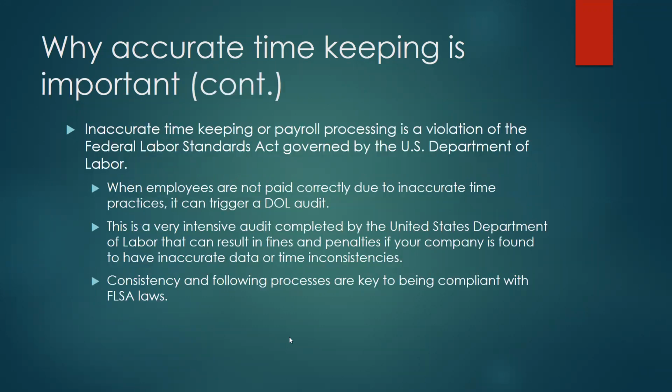Inaccurate timekeeping and or payroll processing is a violation of the Federal Labor Standards Act, governed by the U.S. Department of Labor. When employees are not paid correctly due to inaccurate time practices, it will trigger a DOL audit. This is an extremely extensive audit done by the United States Department of Labor, and it can result in fines and penalties to Easter Seals if we're found to have inaccurate data or time inconsistencies. Consistency in following processes are key to being compliant with FLSA laws.